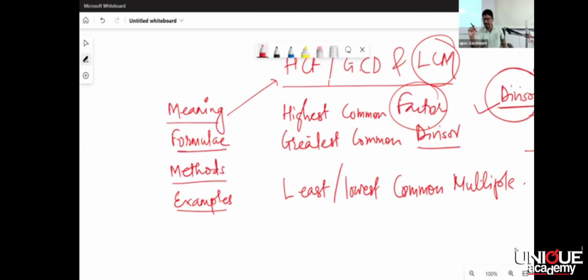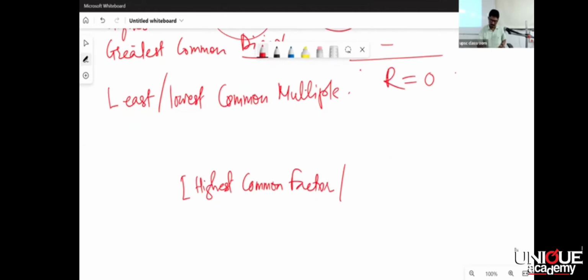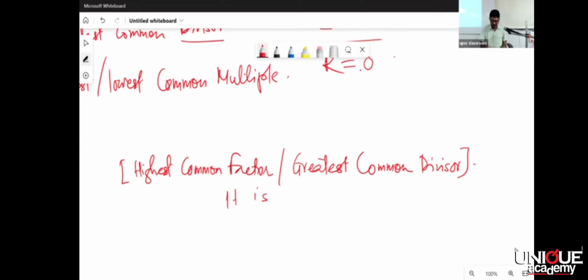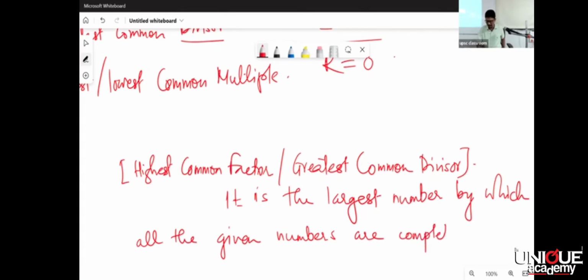So please take down. You have given the heading HCF and LCM. Next line, HCF, oblique, GCD. You can put in the bracket highest common factor, oblique, greatest common divisor. Dash. It is the largest number by which all the given numbers are completely divisible.